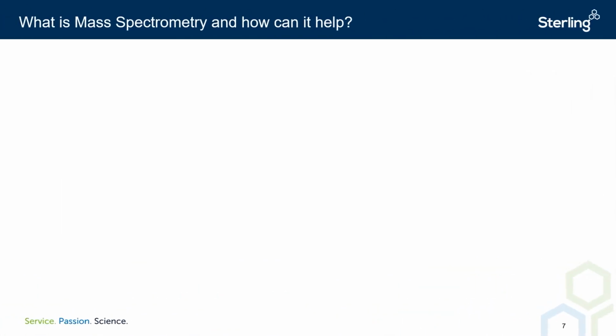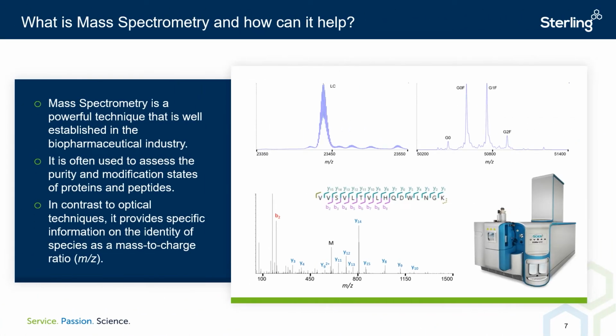Now, how can mass spec fit in with these techniques? So MS is a very well established technique in the pharma and biopharma industry for looking at both purity and characterization of small and large molecules. In contrast to the optical techniques I've talked about previously, it provides specific information on the ID of species via their mass to charge ratio. So we can use this to get a lot of information on the molecules we're looking at.